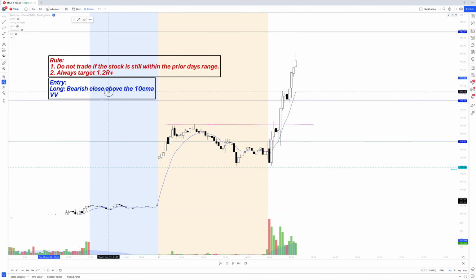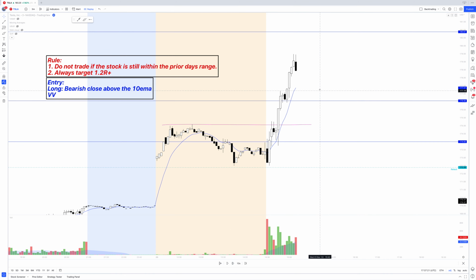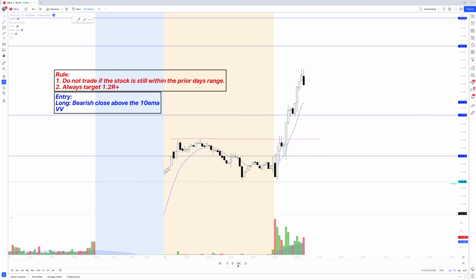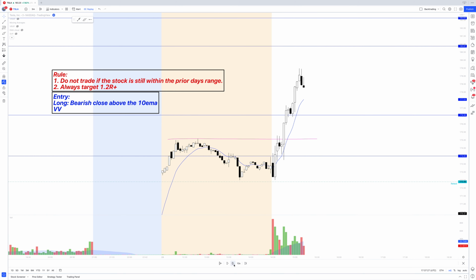Alright, let's stick these two up here. And let's see if we can get another entry signal on Tesla here. So, starting to pull back. Obviously quite a high volume as well. Let's just see where this goes. These are, of course, entry signals for going bullish.